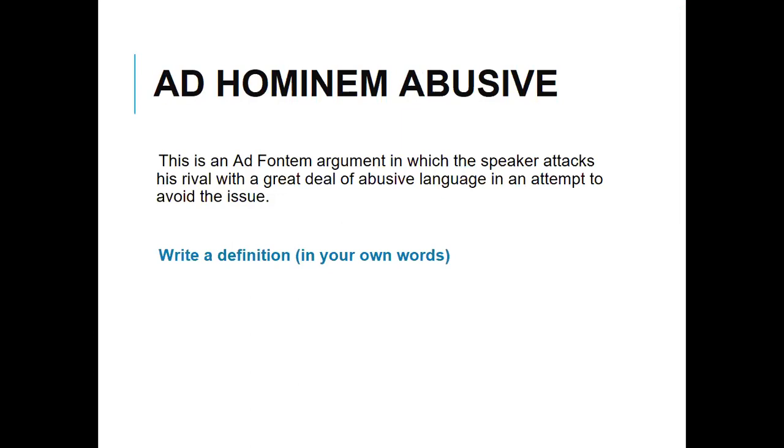Okay, so your first fallacy. Now, it says to write a definition in your own words. You don't need to do that, okay? What you need to do is, this is your next flashcard. So on your second one now, you should be writing ad hominem abusive on the front, and then this definition here on the back side. Remember, you can pause it and do it at your own pace.